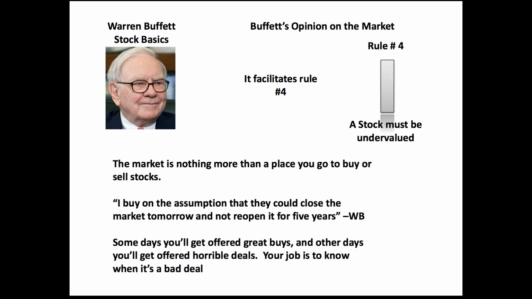Okay, so let's transition into just kind of, and this isn't something that we have really talked about, but in Unit 3 of this first course, that whole unit is focused on understanding the market. But Warren Buffett always looks at the market itself as nothing more than something that can facilitate him buying companies at a low price. His opinion of the market goes into rule number 4, which is that a stock must be undervalued. He uses that market to his advantage as opposed to something that he's scared of.